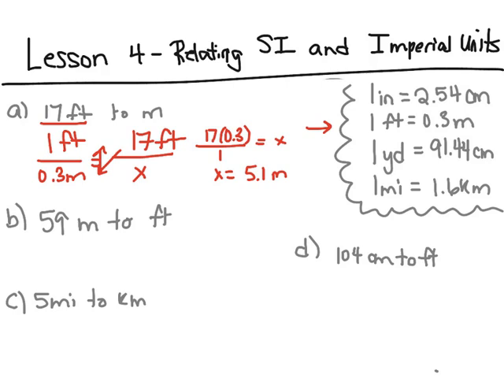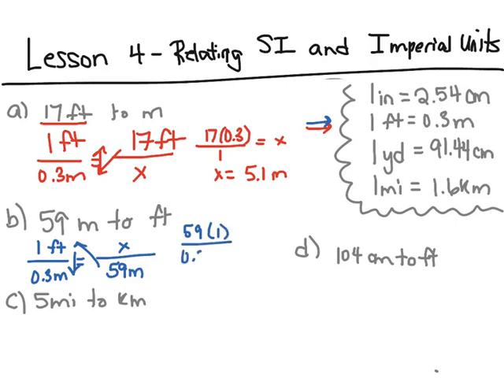For B, we're going meters to feet. So again, we want to use the conversion that has feet and meters. So 1 foot is 0.3 meters. We have 59 meters. Since meters are on the bottom, we put 59 on the bottom. Now we're going to cross multiply and divide. So 59 times 1 divided by 0.3 is equal to x. Therefore, we're left with 19.2 feet.